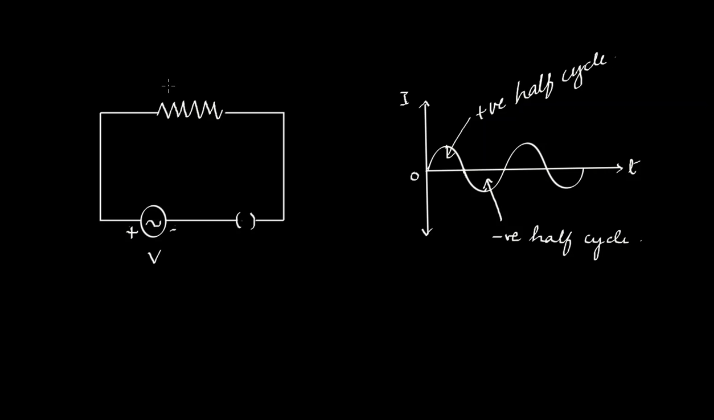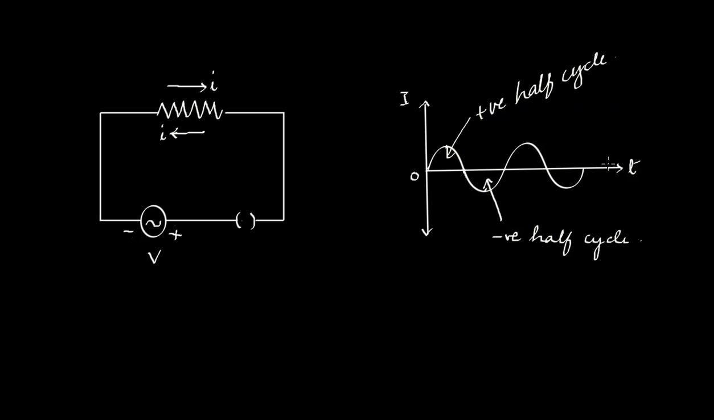Okay, so the current in the positive half cycle will be flowing in that direction. Then in the negative half cycle, now this polarity will change. That is the property of alternating current voltage. The polarity keeps on changing. Now this is minus and this is plus. So when this is plus, now the current will be going this way. It will be going that way. So this is in the negative half cycle.